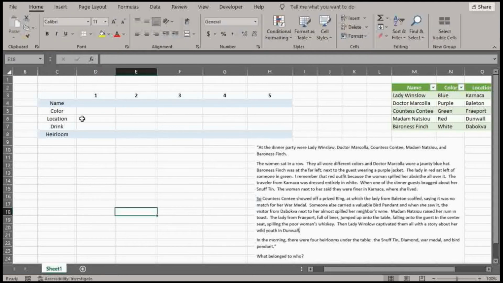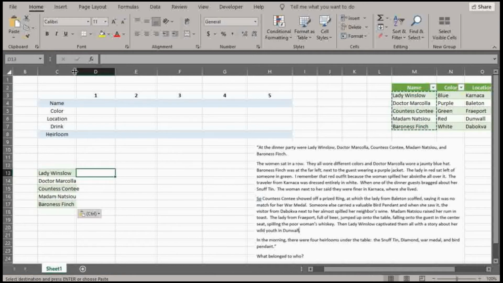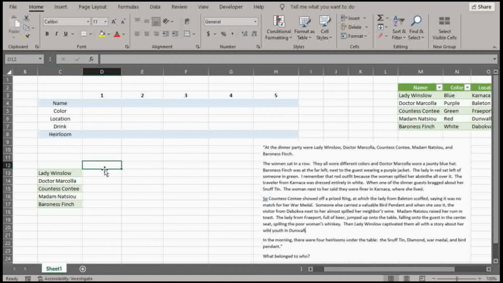I'm going to be doing my work in this section. Ultimately what I want are the ladies here, and then the heirloom is going to go here. How do you spell heirloom? That's how. Okay, I might run through this once or twice, so bear with me.